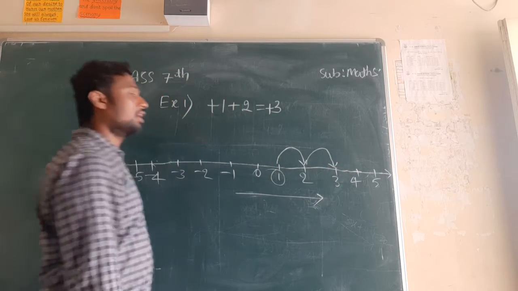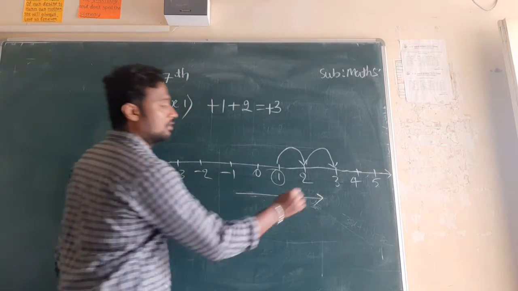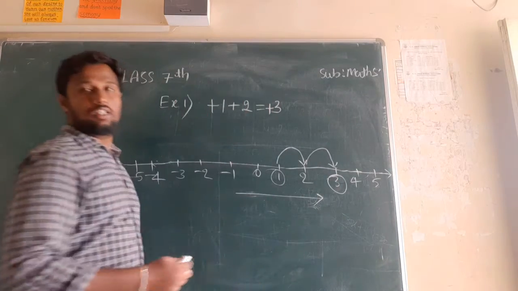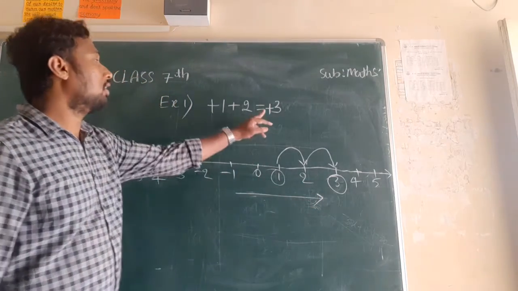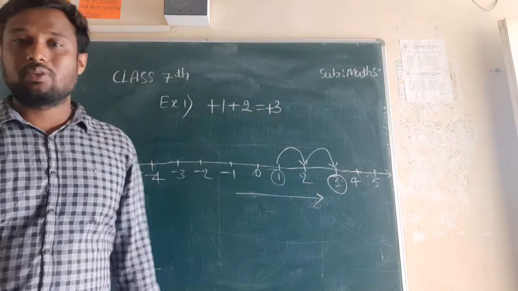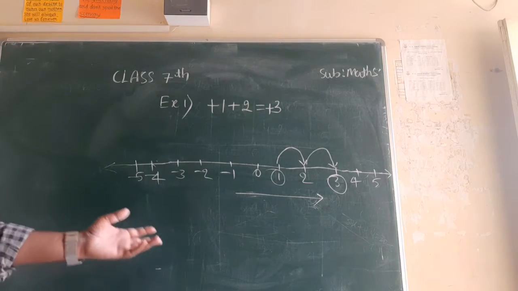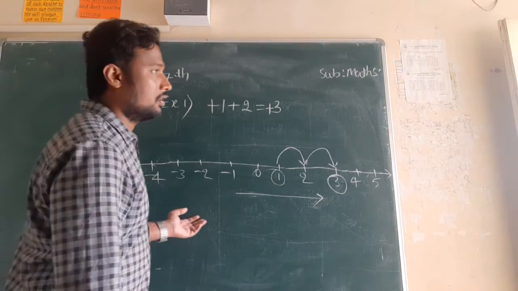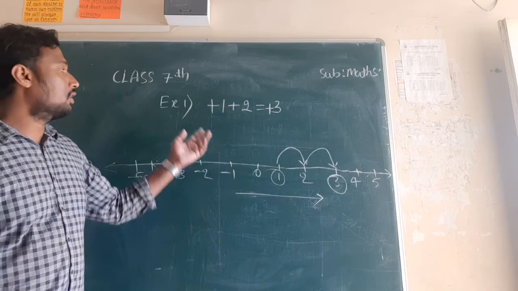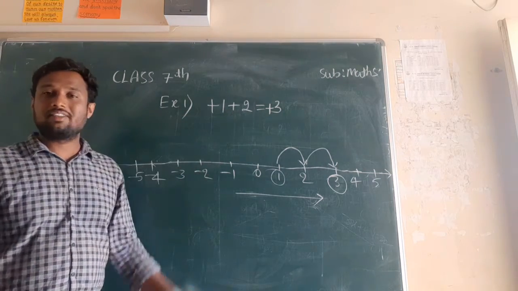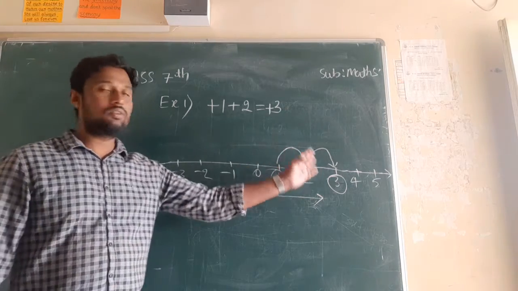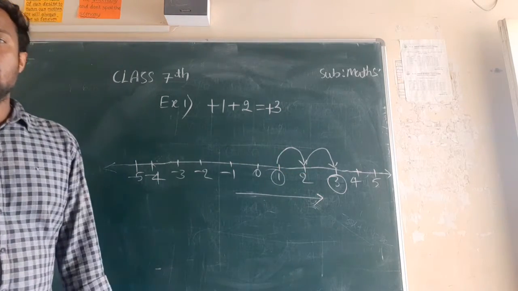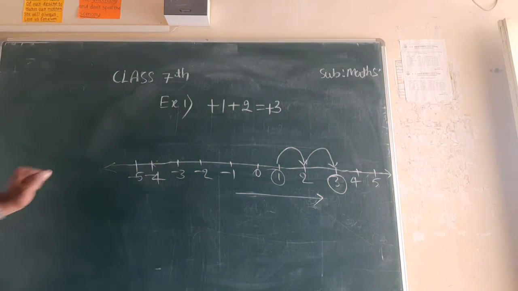So what we got here? 3. 3 is nothing but +3 only. Here also +3, and here also we got +3 only. Means by observing those formulas, we can calculate directly without this number line. Here also we got the same answer, +3 only. Okay, write this example, pause the video, you can write.